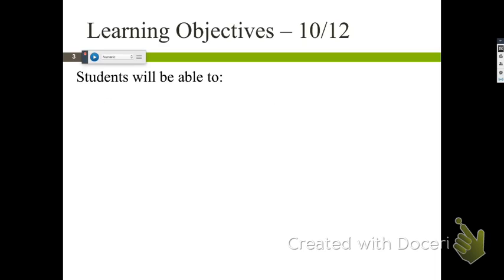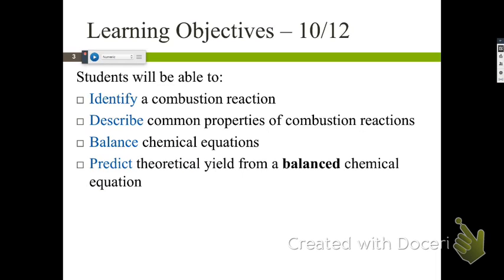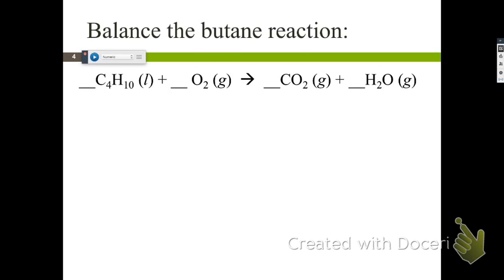So today, I want you to be able to identify combustion reactions, describe common properties of those reactions. We're also going to work on balancing equations, of course, predicting theoretical yield, and then calculate the amount of reactants needed in order to get to a certain amount of products.